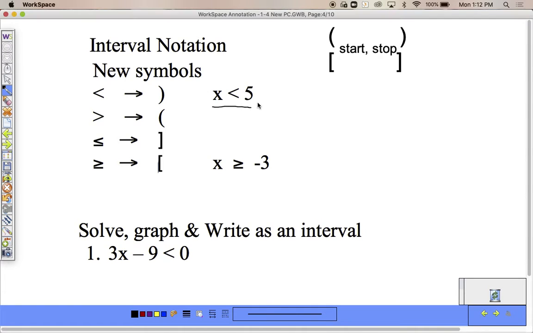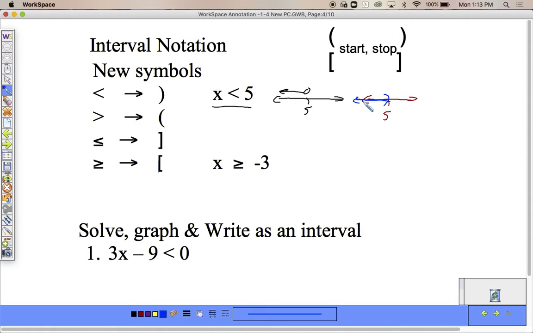In previous years when you graph this, we would do an open circle to the left. All right, now when we're talking about interval notation with parentheses and brackets, instead of open circles, we're going to put a parentheses. And I'm going to draw this parentheses and close it because it's less than, and then shade it to the left. And that's the same concept as an open circle, but this time it's a parentheses to the left.